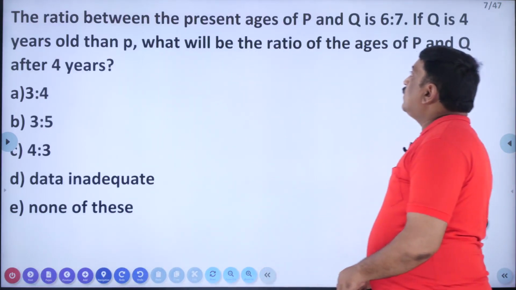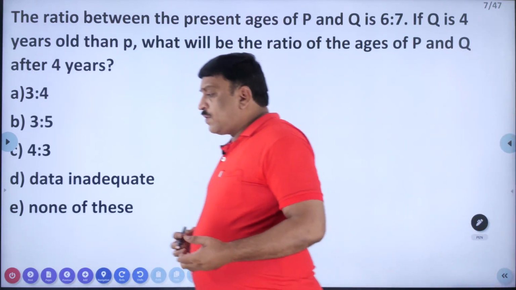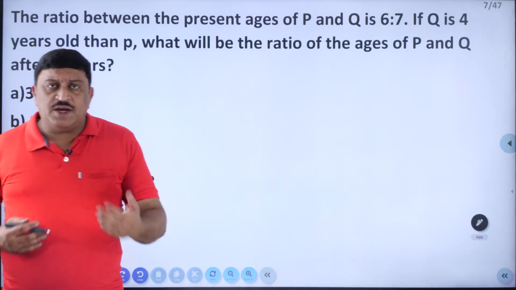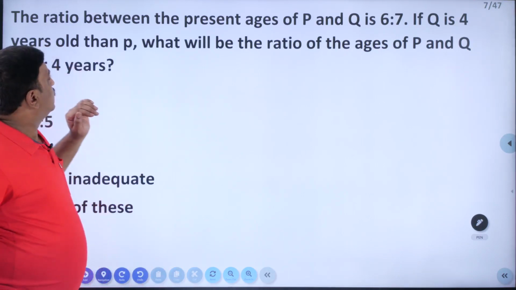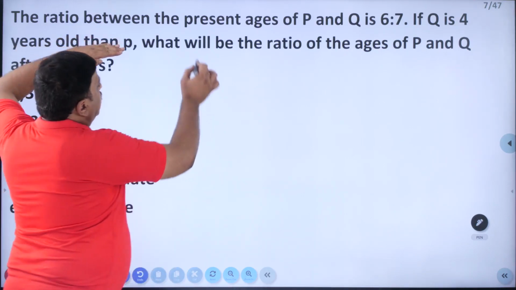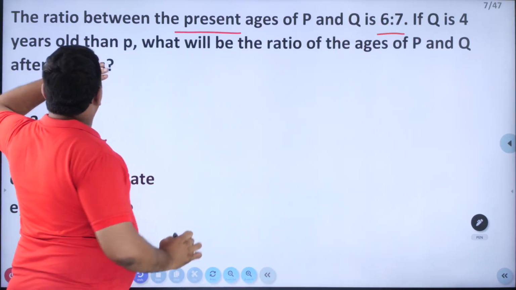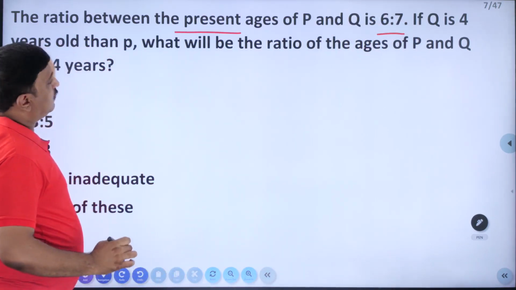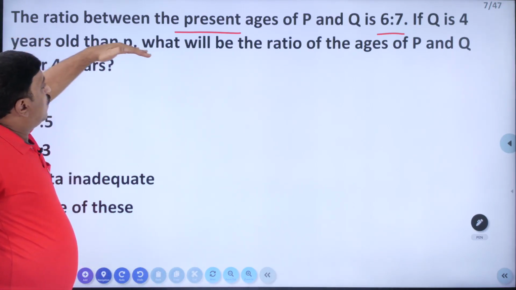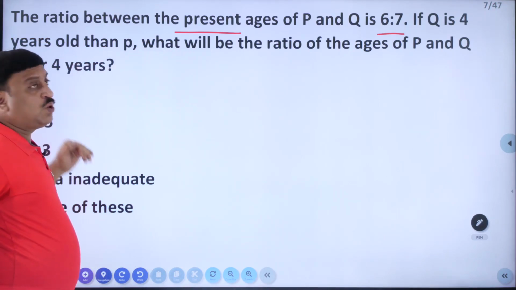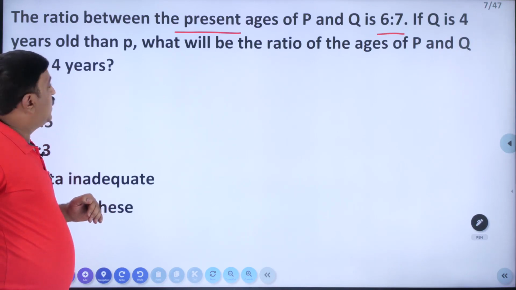While learning, if you don't understand the question, read it twice. Don't jump into the solution, just read twice. Let us see. The ratio between the present ages, underline this one, of P and Q is 6:7. Fine. If Q is 4 years older than P, what will be the ratio of the ages of P and Q after 4 years?